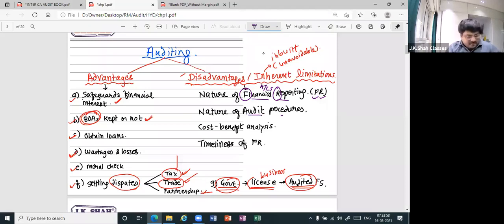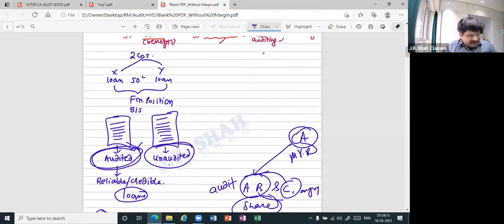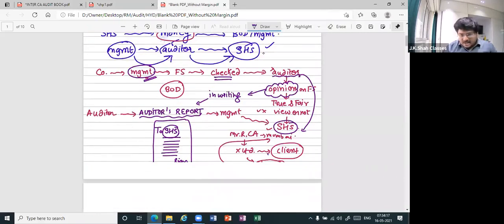Second, nature of audit procedures. Third, cost benefit analysis. And last, timeliness of financial reporting, FR. Now let us understand in detail one by one. First is nature of the financial reporting. Now focus on. Now when I say nature of the financial reporting, to understand that we have to come here.